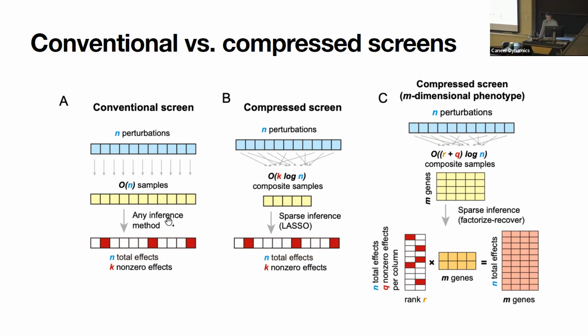I should note that, in conventional screens, there's a whole lot of different inference methods that work. As I mentioned here, this sort of design where instead of n samples, we're going to have k log n samples only works if we're assuming we're going to analyze the data with a certain class of algorithms in particular that take advantage of the sparsity in the result. If you're familiar with lasso, for example, that's one that could work well.